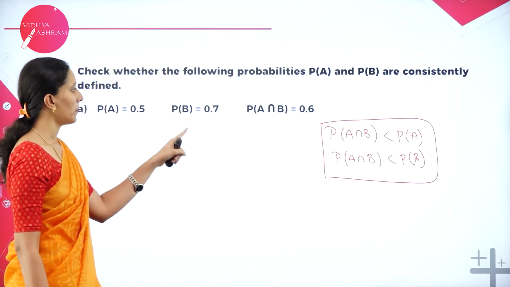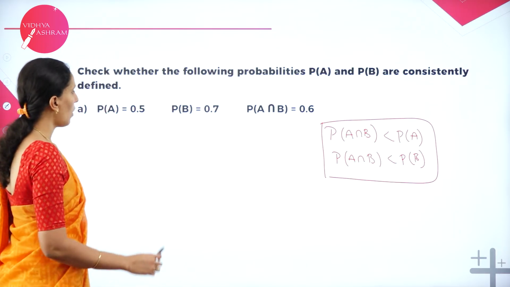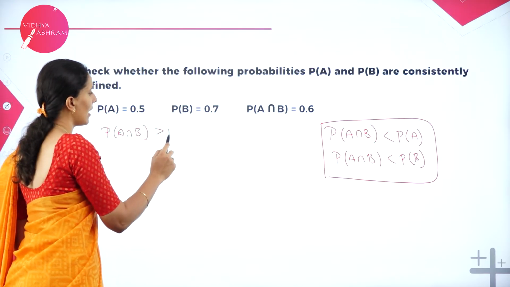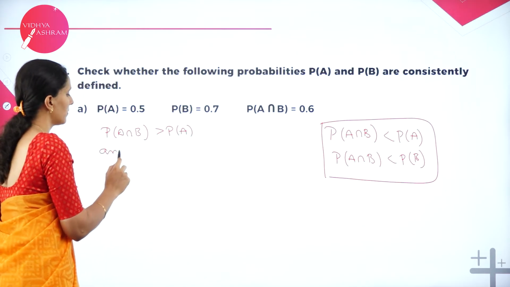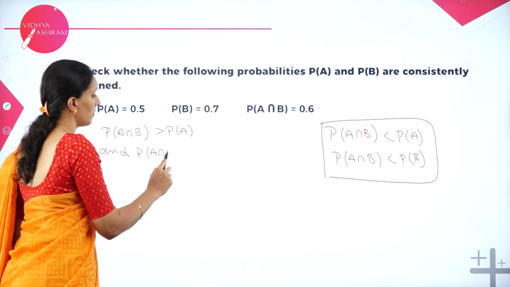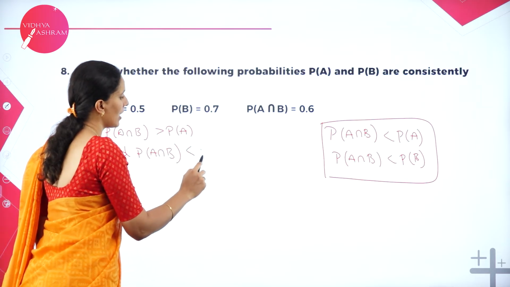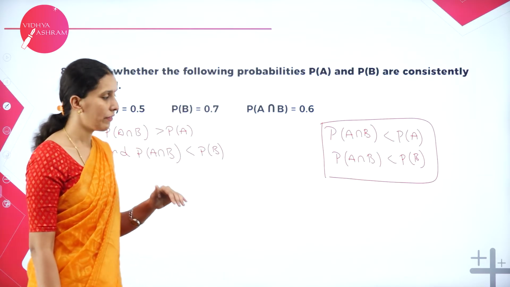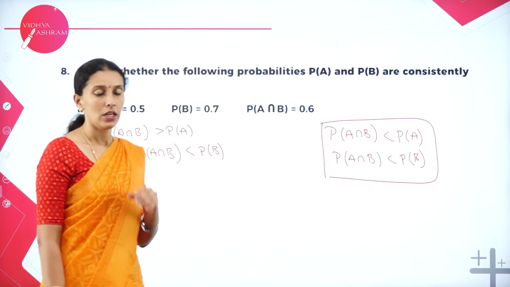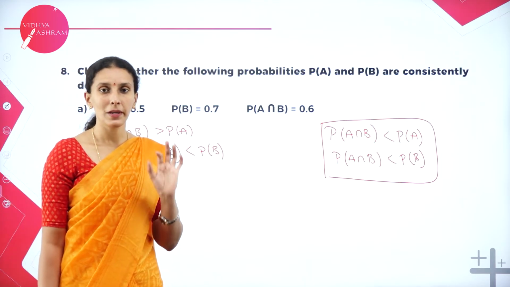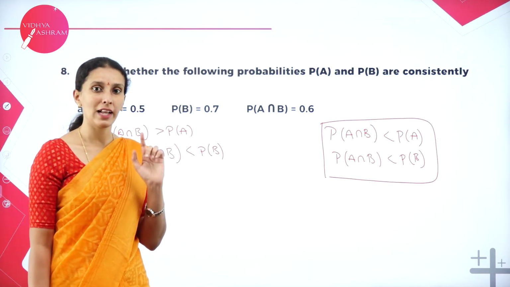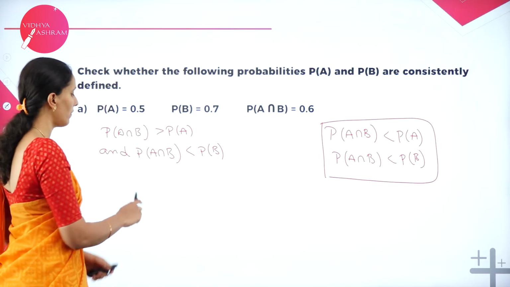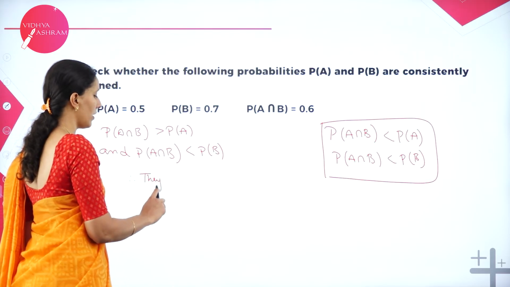We have P of A, P of B, P of A intersection B. So what we can say here, P of A intersection B is greater than P of A and P of A intersection B is less than P of B. To say the probabilities are consistently defined, it has to satisfy this condition that probability of A intersection B must be less than probability of A as well as probability of B. But here it is greater than P of A. So we can say they are not consistently defined.